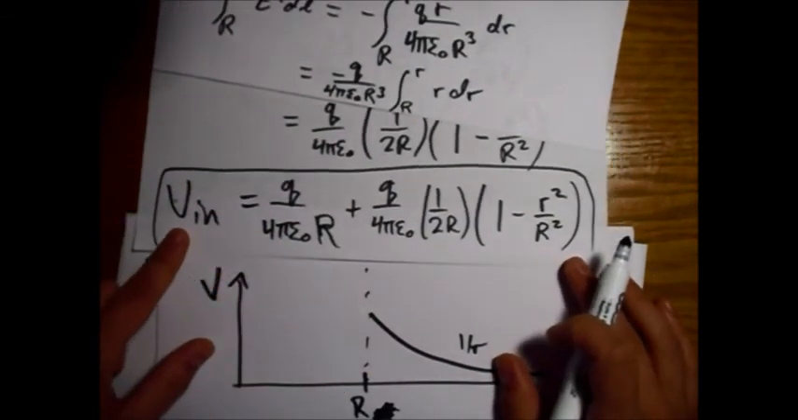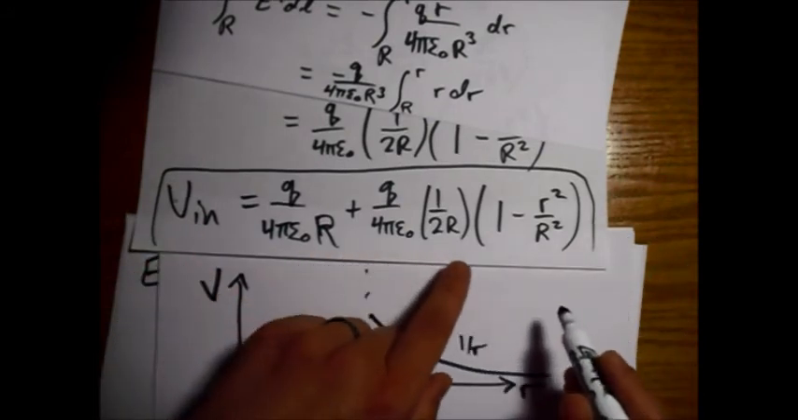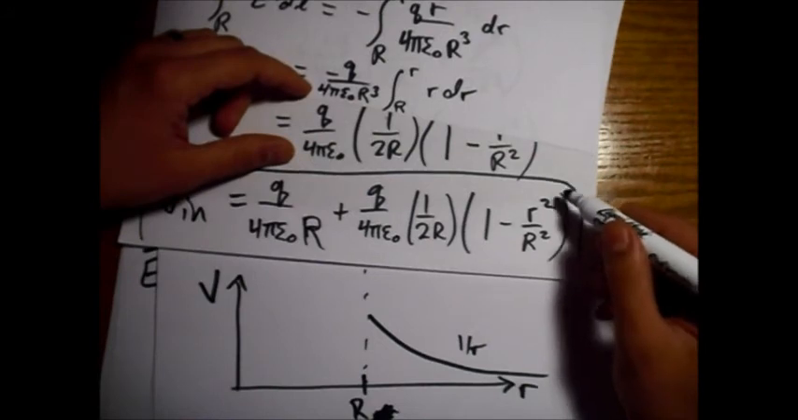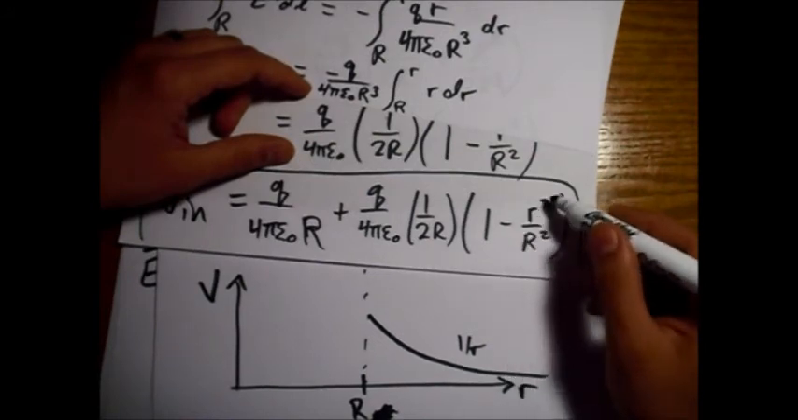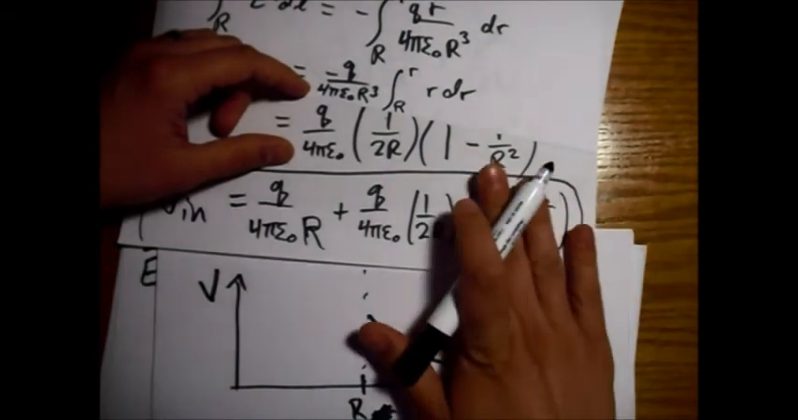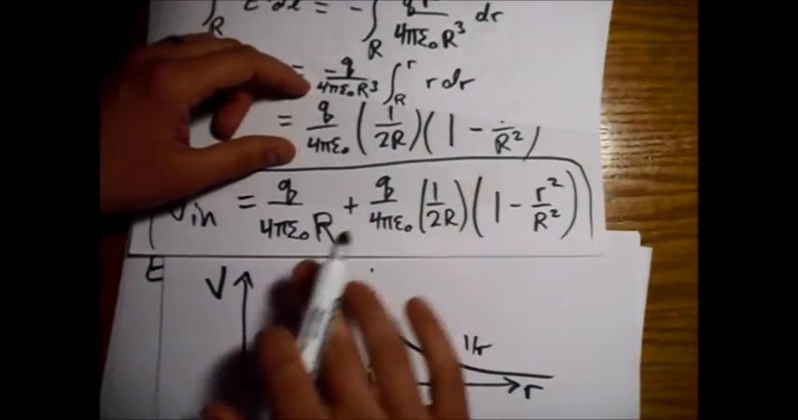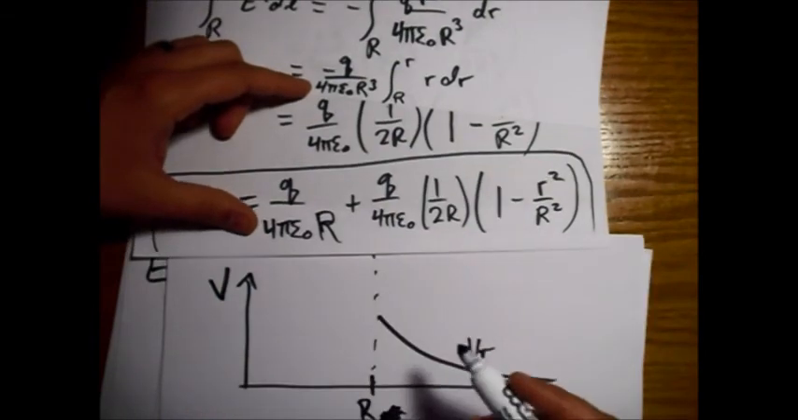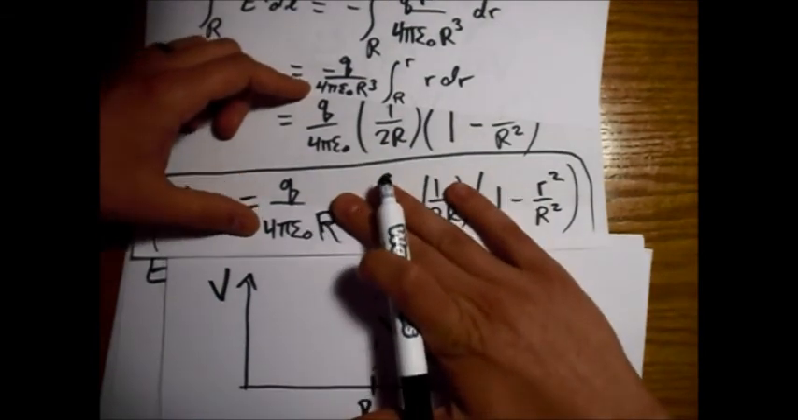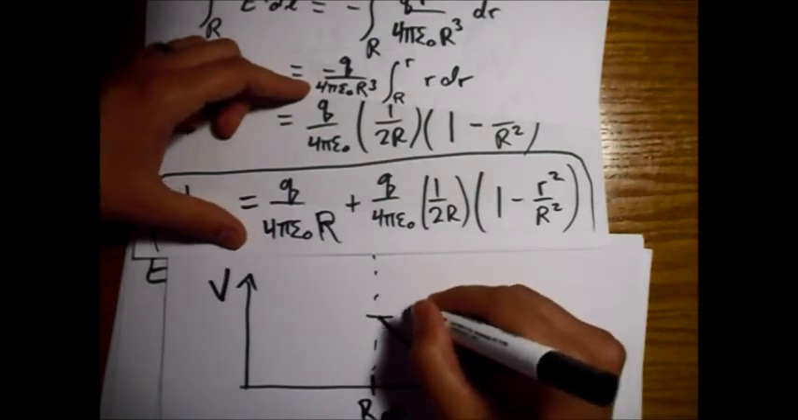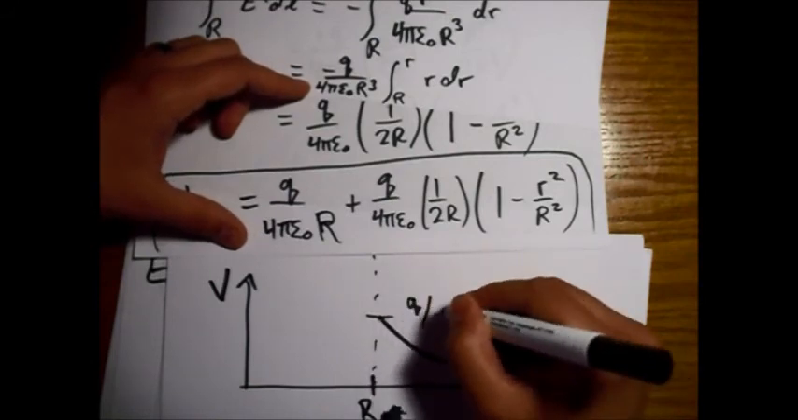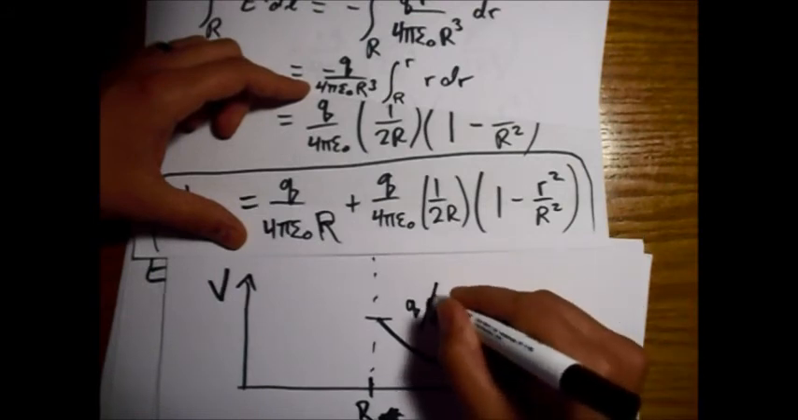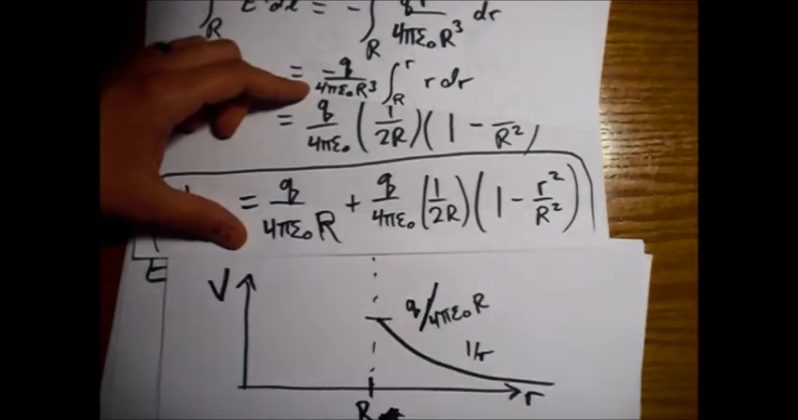So if we evaluate this at big R, then basically this term's going to go to 1, and the 1 minus 1 is 0, right? It will match up. The potential is always continuous, right? So it has to match up, and we're just going to get this. So at this point we have a Q over 4 pi epsilon naught big R at this point right here.